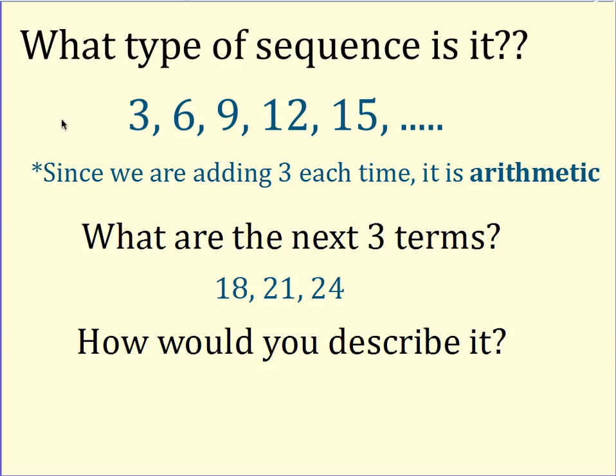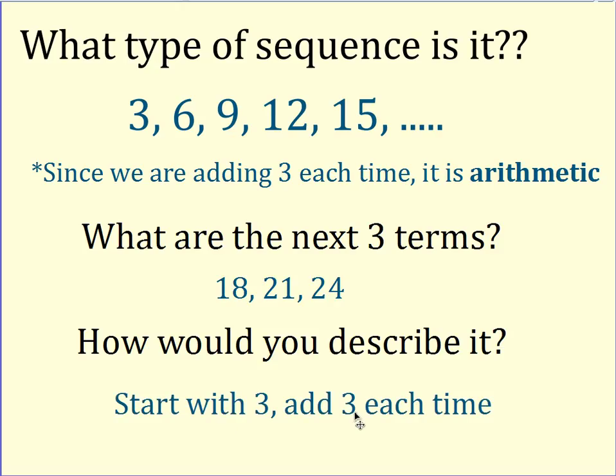To describe a sequence, it takes more than just saying I'm adding 3 each time. That could describe any number of sequences out there. So when you describe a sequence, the two pieces that make this sequence unique is where it starts and what the pattern is. To describe this particular sequence, I could say it starts at 3 and then I add 3 each time.